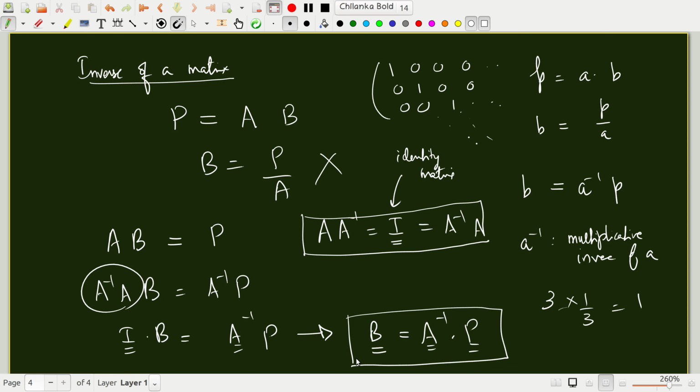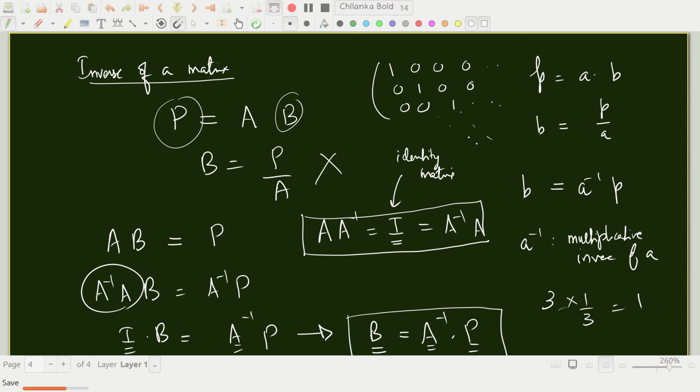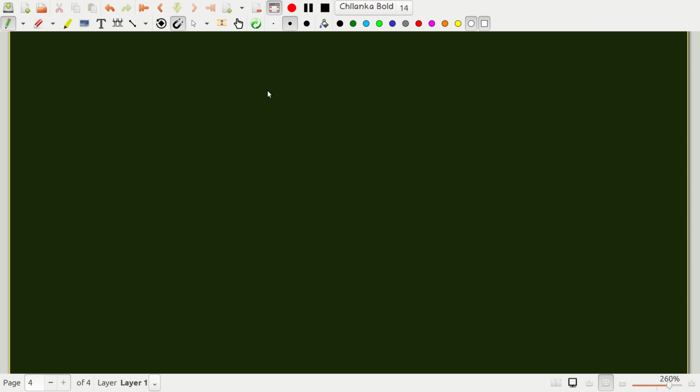That is, if I have a product of two matrices giving P, and I don't know what one of them is, I have to find the matrix such that when multiplied by A it gives P. That matrix is obtained by multiplying A inverse and P, where A inverse is the inverse of the matrix A. So how do you find the inverse? That is the next question.